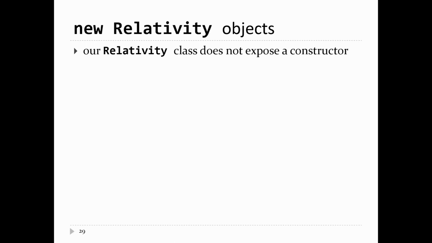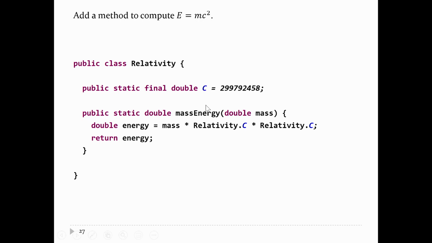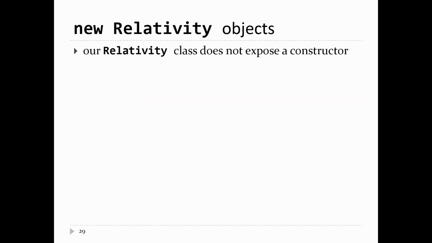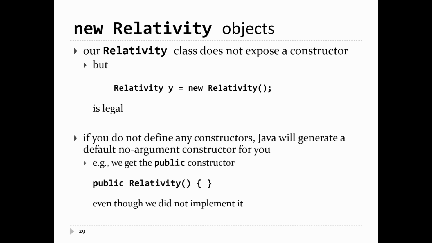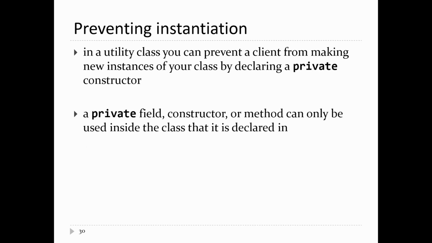Now, notice our class. There's nothing in it. There's a field here, a method here. There's no constructor. But if you remember from our discussion earlier, if you don't put a constructor in the class, Java sticks one in for you. So unfortunately, you can in fact use our class to make a relativity object, because Java inserts the no argument constructor for you. The constructor that you end up with looks like this. You get the no argument constructor, it does nothing, because this class has no non-static fields. So you should prevent this from happening.